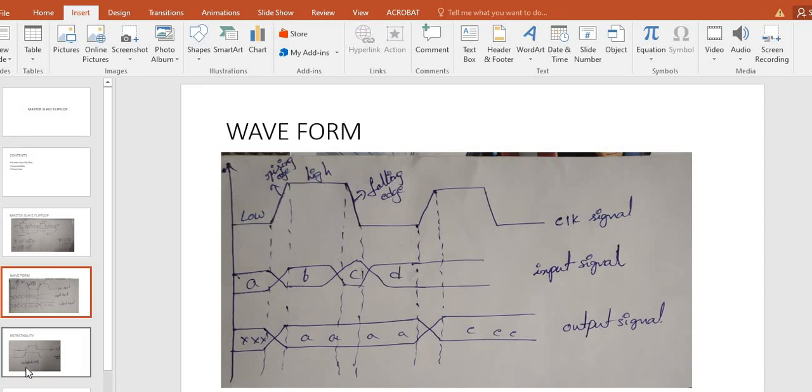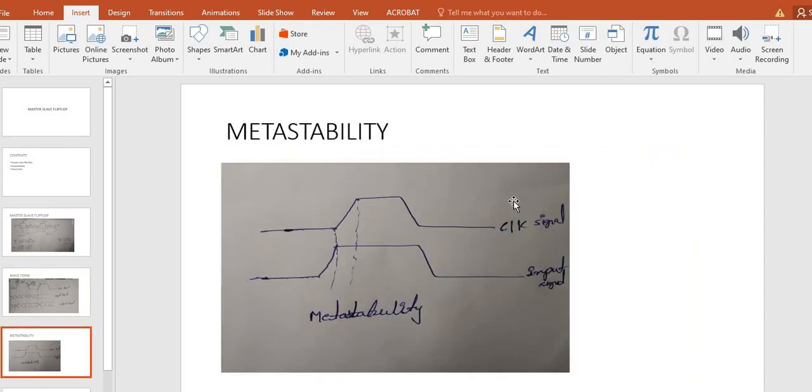Now we'll see what happens with metastability. This is the metastability circuit diagram. Here I am giving the clock signal and the input signal. The clock signal will start here, and the input signal will start here. I am trying to transition the input just before the rising edge of the clock. This node was not able to charge. Why? You have given only a limited time for this node to charge. You are not giving it much more time.